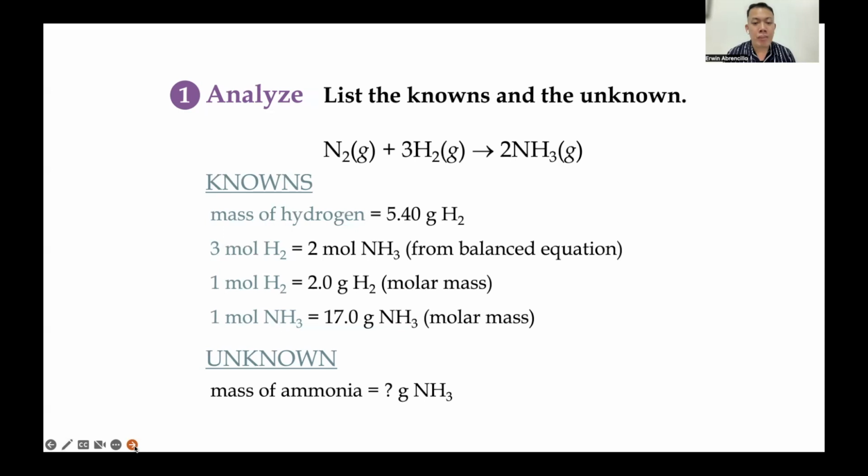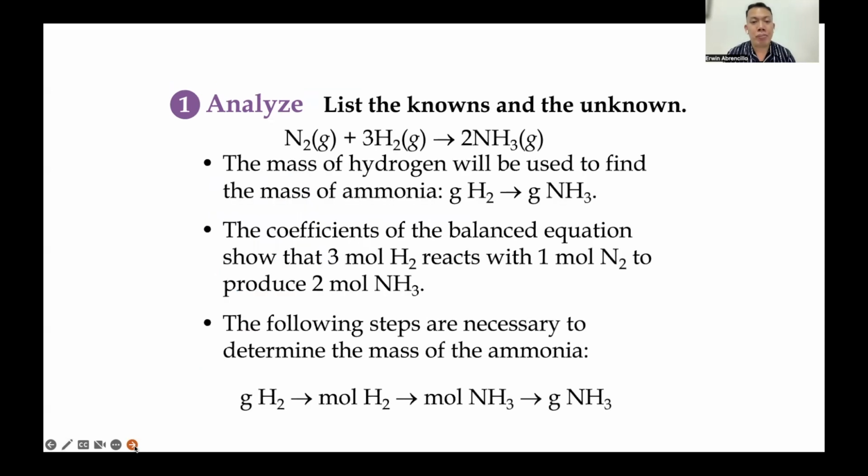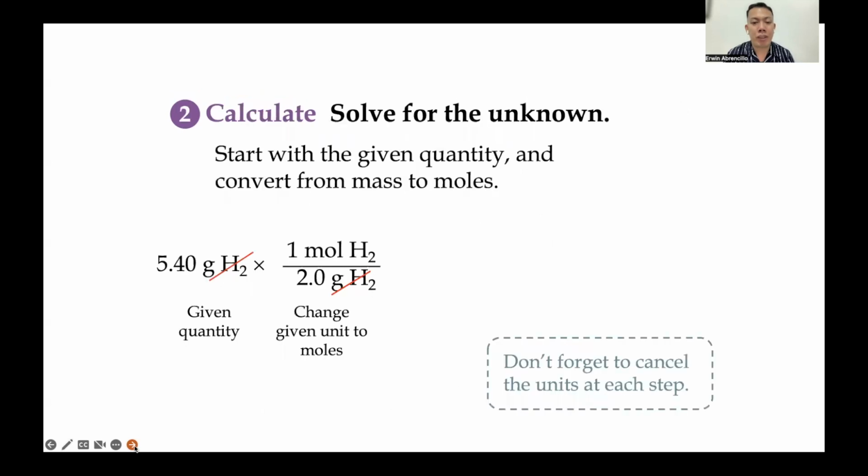Okay, so the unknown is the mass of the ammonia in grams. So again, you have to analyze the known and the unknown. You have to write everything. So the coefficient of the balanced equation shows that 3 moles of H2 reacts with 1 mole of N2 to produce 2 moles of ammonia. So with that, you can see here, grams of H2 going to moles of H2 to moles of ammonia to grams of ammonia. So from the given quantity, you have here 5.40 grams of H2.